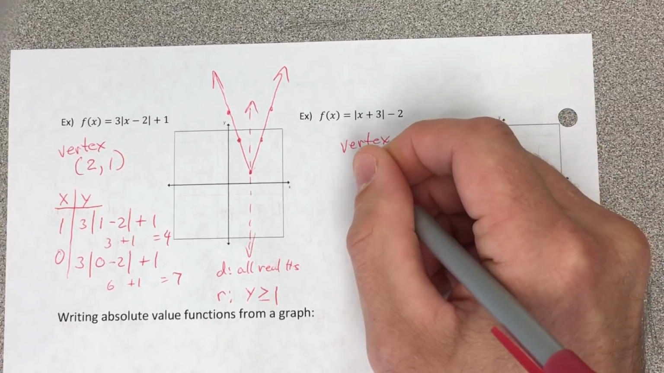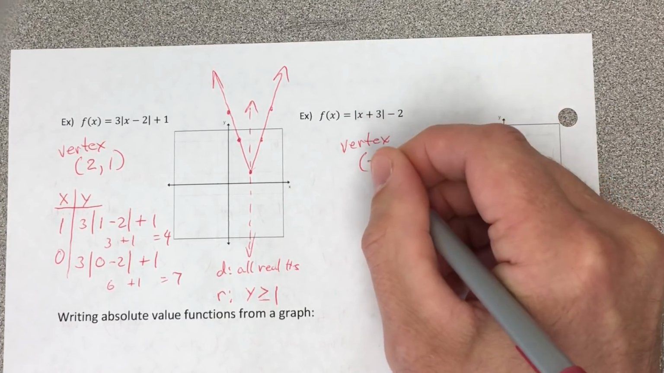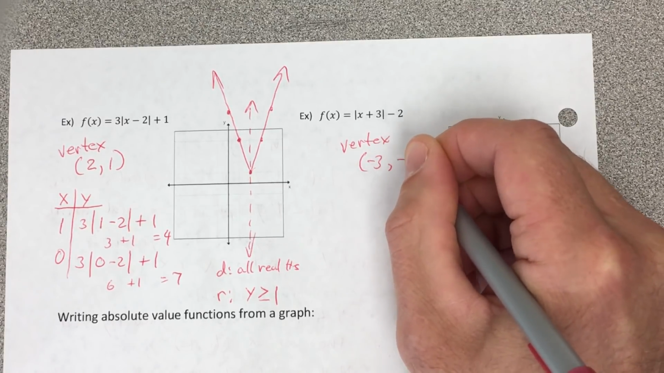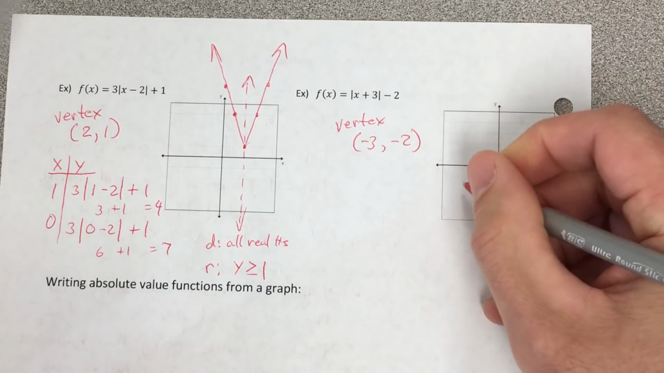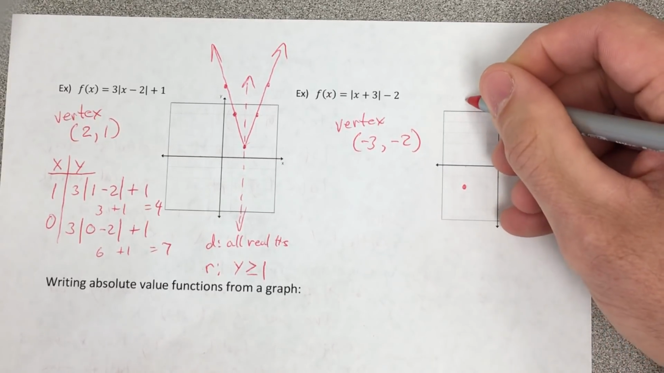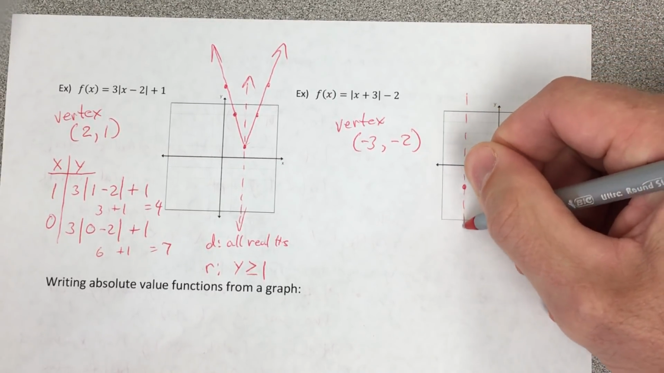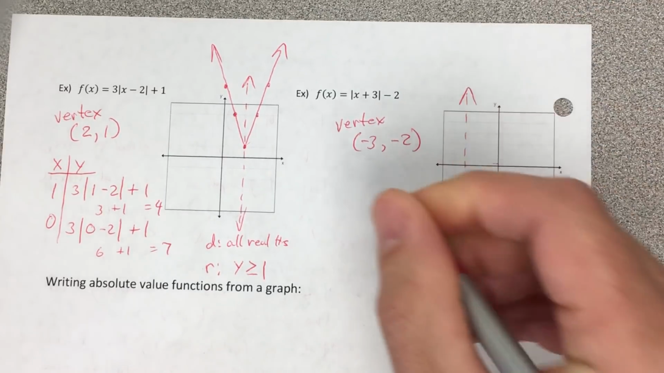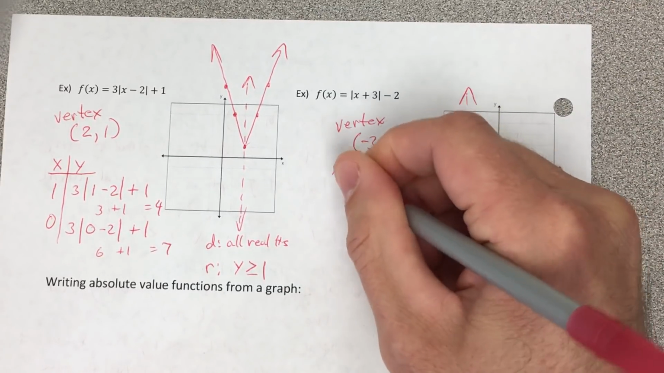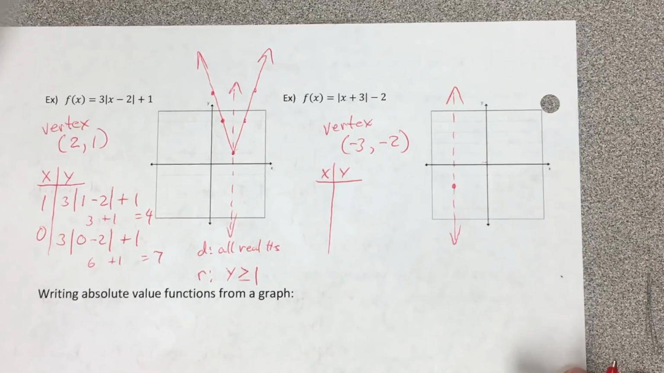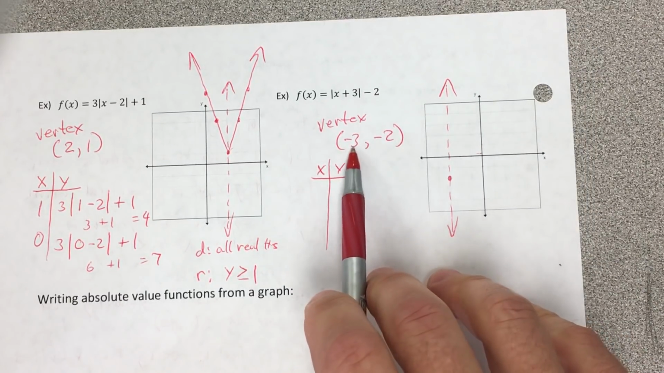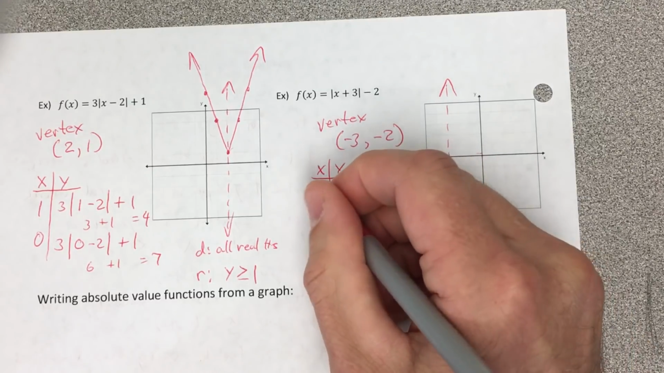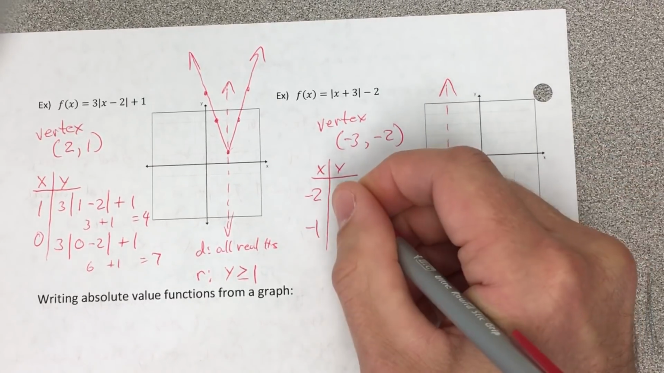Vertex. Opposite, negative 3. Same, negative 2. So we go negative 3, negative 2, make our dot, draw our axis of symmetry. And now I want to use 2 points. To make it easier, I'm going to go to the right. So I'm going to use negative 2 and negative 1.